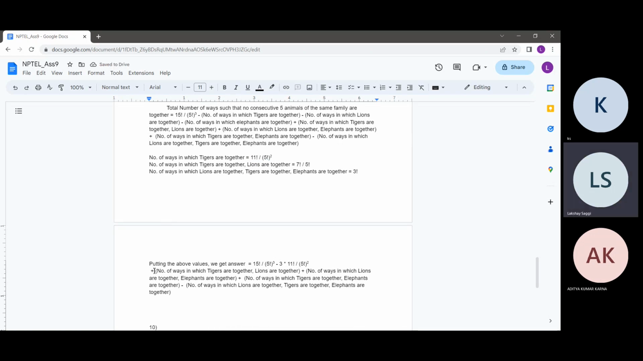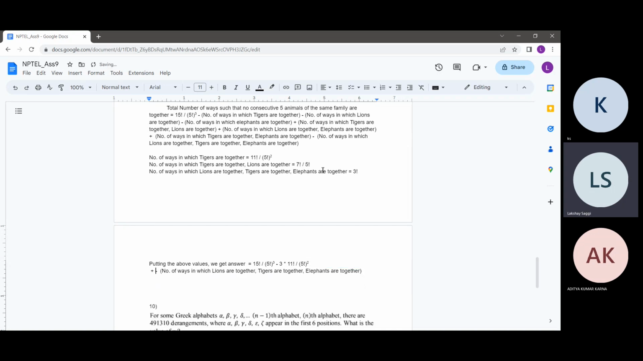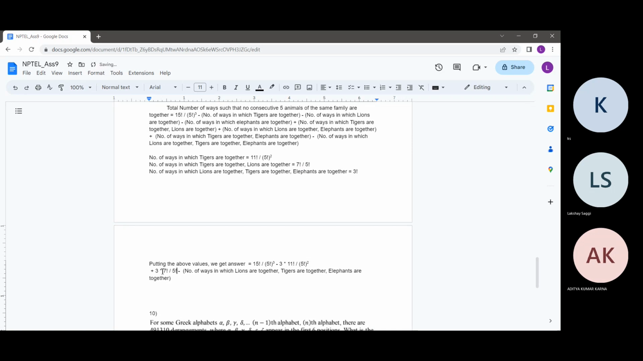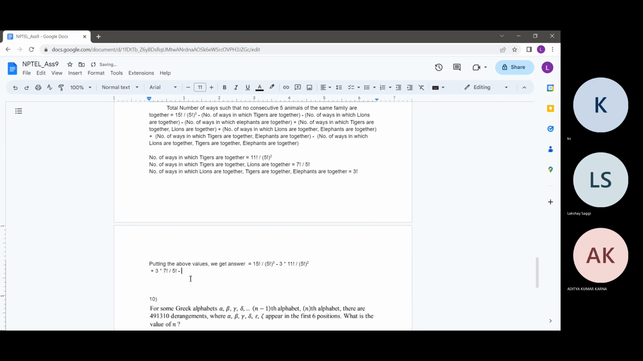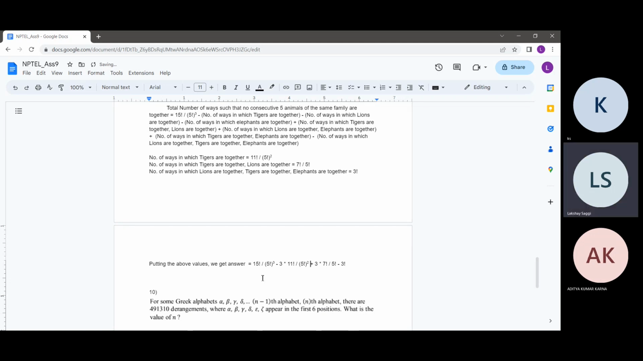And now this number of ways in which tigers are together, lions are together, and like these 3 values can be replaced by 7 factorial by 5 factorial. So plus 3 times this 7 factorial by 5 factorial. And now this last value in which lions, tigers, and elephants are together can be replaced by just 3 factorial. Okay, so this is the final answer which we get.